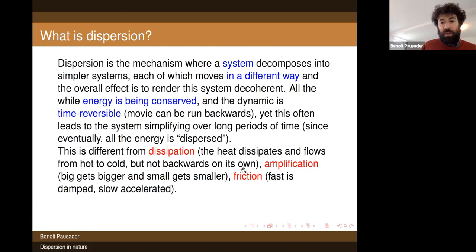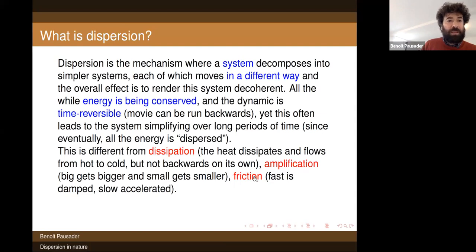You have another phenomenon, which is amplification, which is some kind of inequality enhancement, if you want. It's a phenomenon where the smaller disturbances tend to get smaller, but then the bigger disturbances tend to increase and become even bigger.